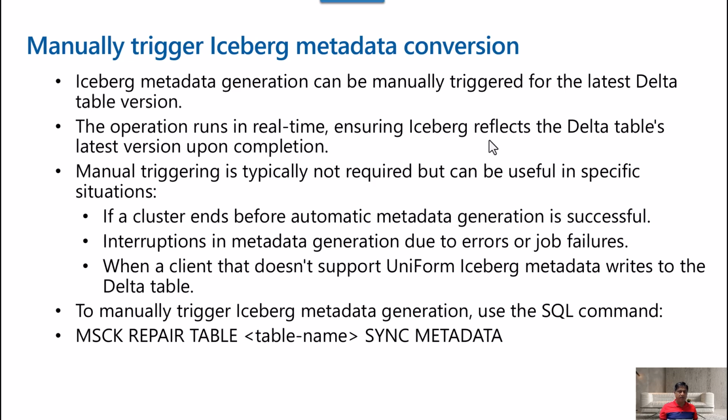And why is it required? Because if some cluster ends before the automatic metadata generation is successful, then in that use case it is required. If there are interruptions in the metadata generation due to errors or job failures, then you can trigger it. It is also useful when a client writing to the Delta table does not support Delta UniForm. And the good part is that whenever you manually trigger it, it happens in real time, which ensures that Iceberg reflects the Delta table's latest version upon completion.